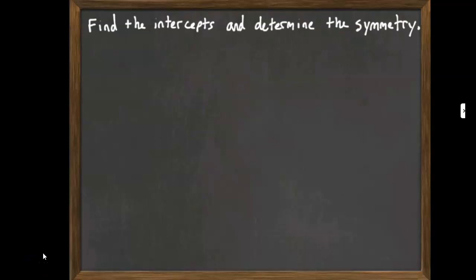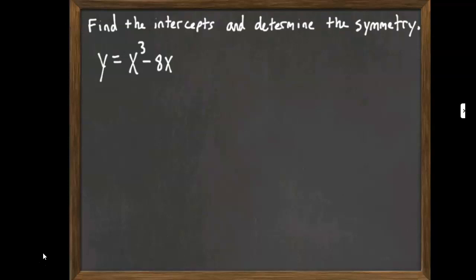Okay, in this example, we were asked to find the intercepts and determine the symmetry for the given function. The function we have here is y equals x cubed minus 8x. So we can actually do this in either order. I'm just going to do it as it's written, find the intercepts.